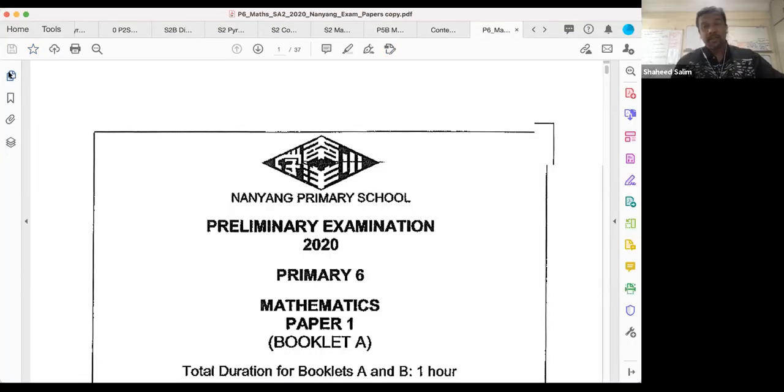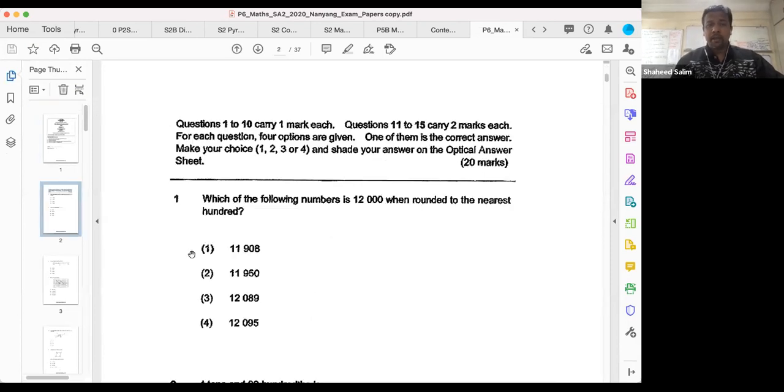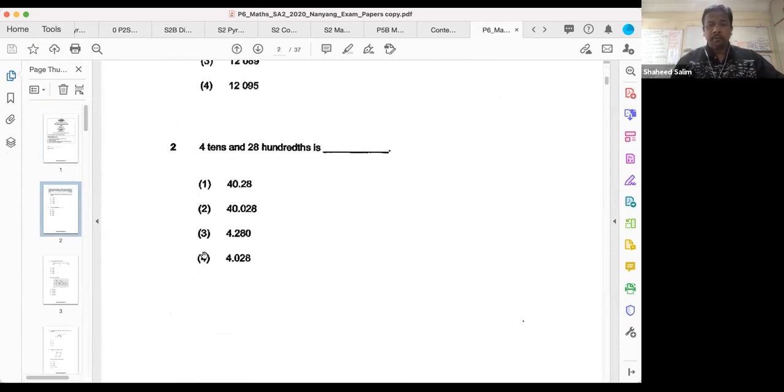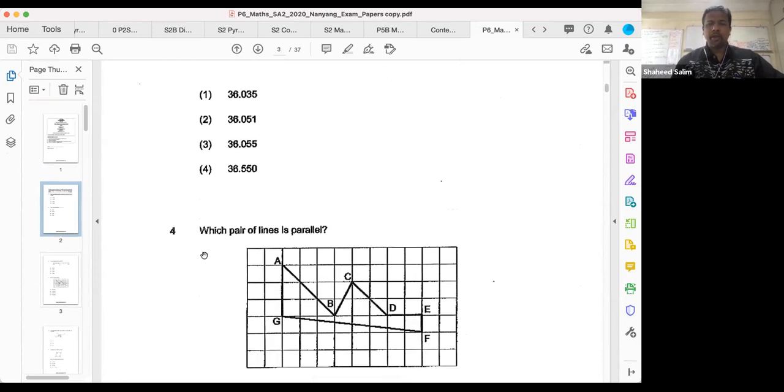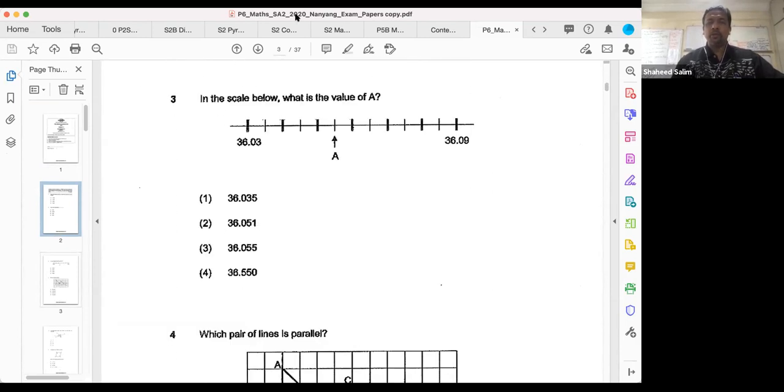This is Nanyang paper. This is standard paper. So again, we practice. The other day, what was it? A fraction. You had some difficulties with fractions. So maybe we try this one. Can you try this?